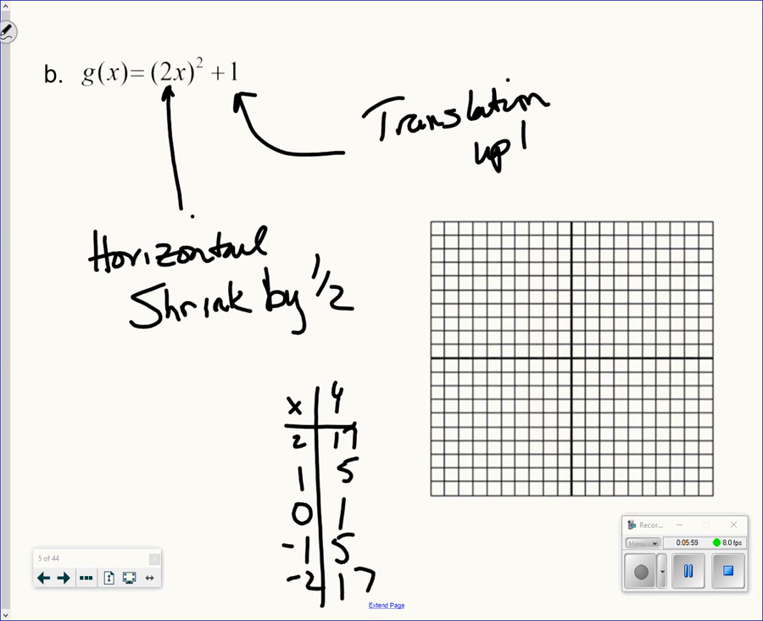So I'm going to graph those. I'm going to make it in blue to make it a little better. 0, 1, 5, and there it is.